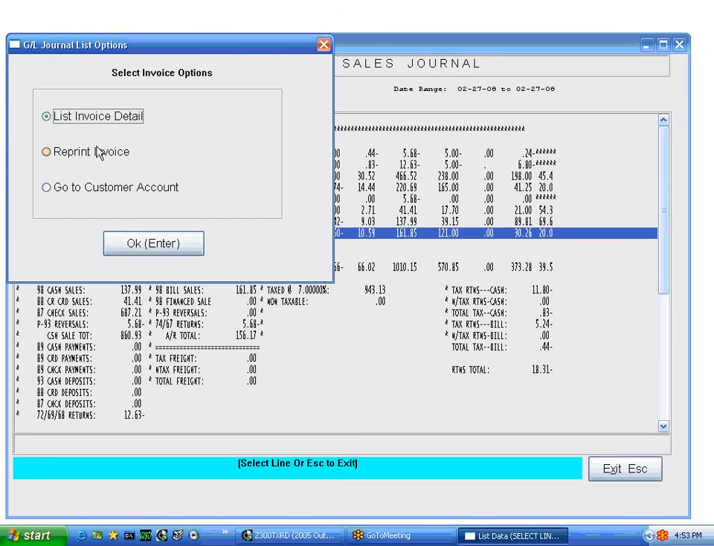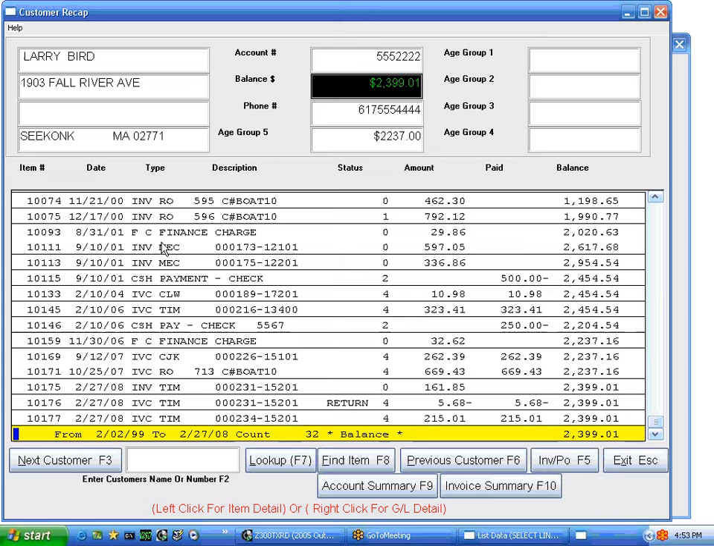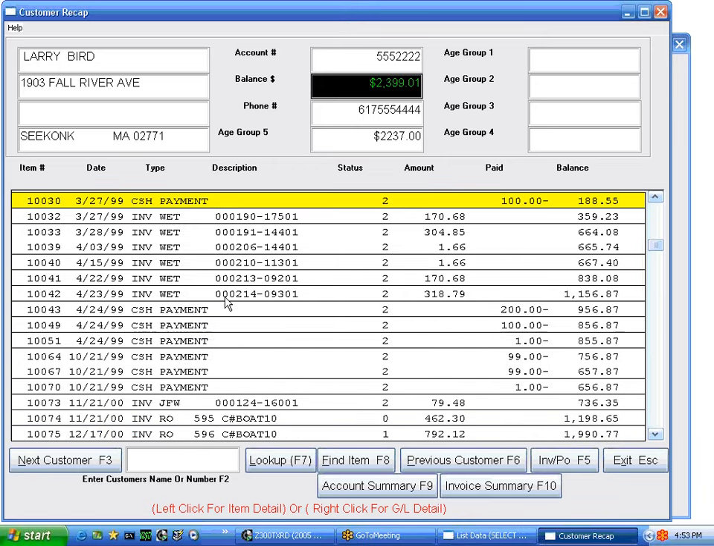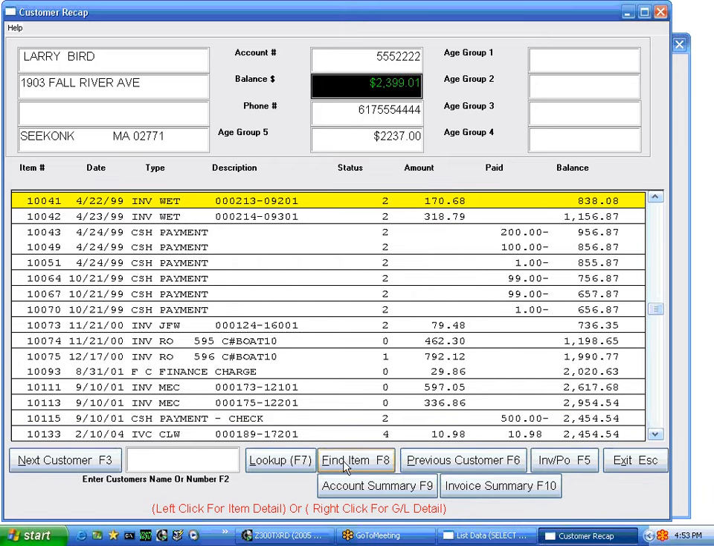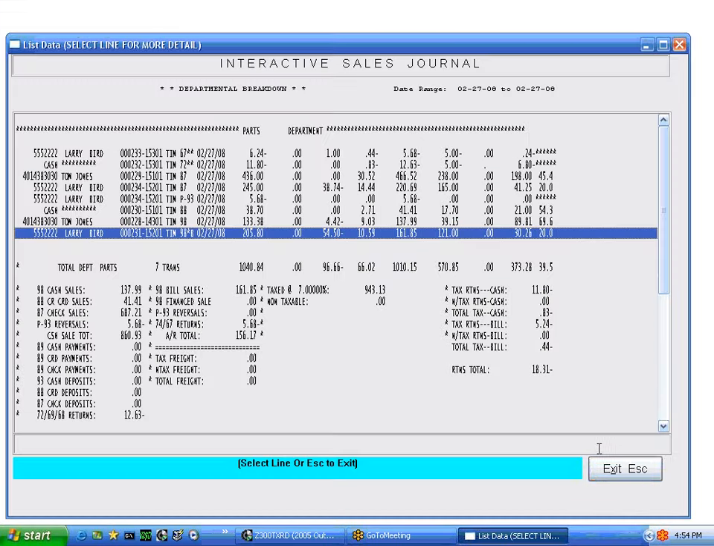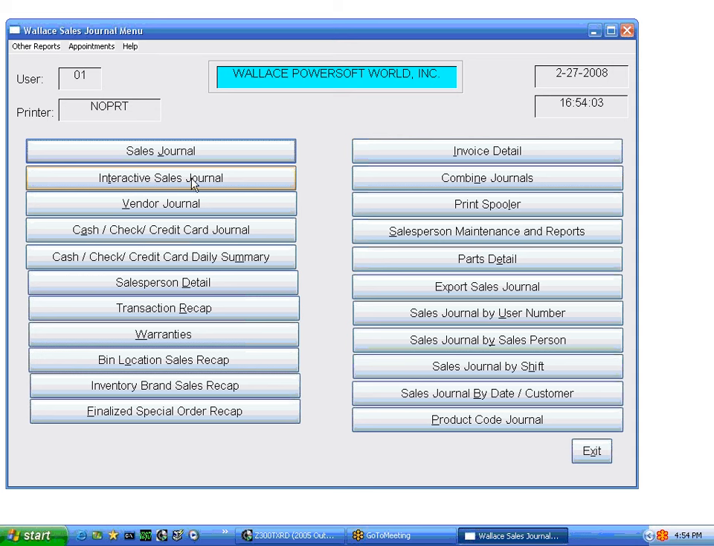You double click on the particular line that you want to see the detail for, and you basically get a listing. You can print this out. You can reprint the invoice, or you can just go and just analyze anything about that particular customer and find out anything, whether you're looking for a particular part, whether you're doing a summary, whatever you're looking for. Now that was interactive sales journal.